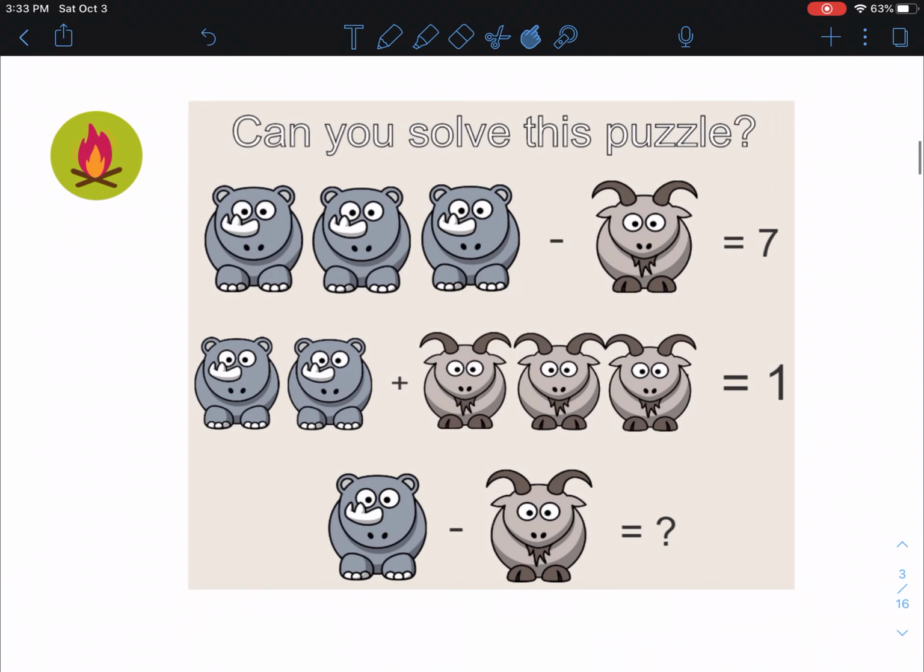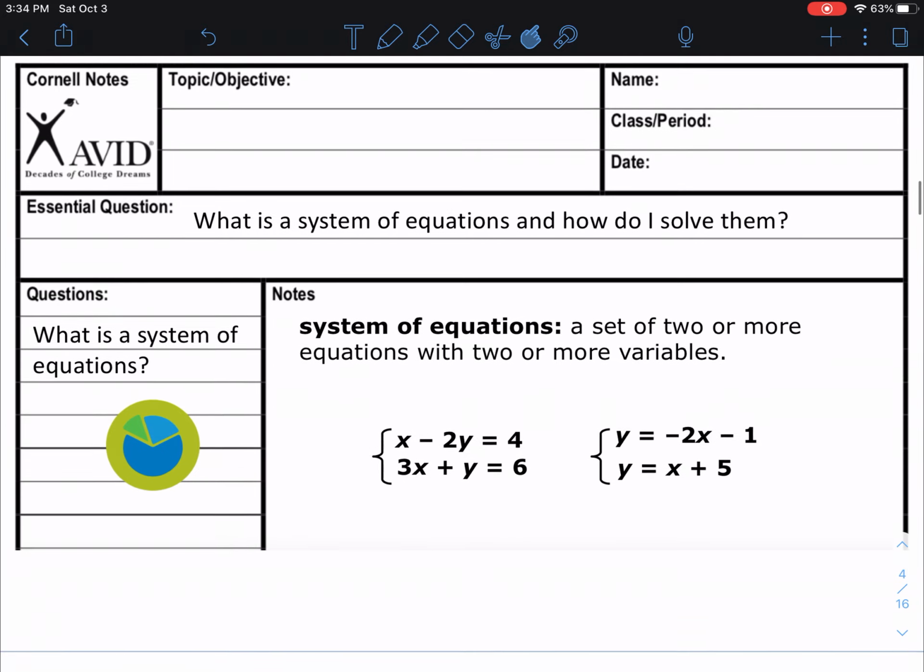Before we get going on that, I would like you to look at this right here and see if you can solve this puzzle. I'm going to pause it here and go ahead.